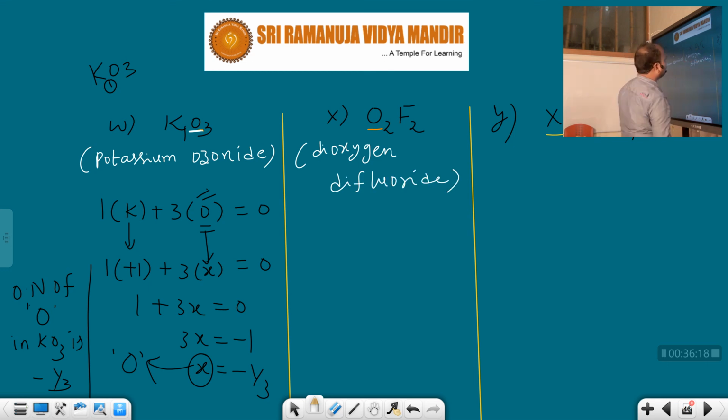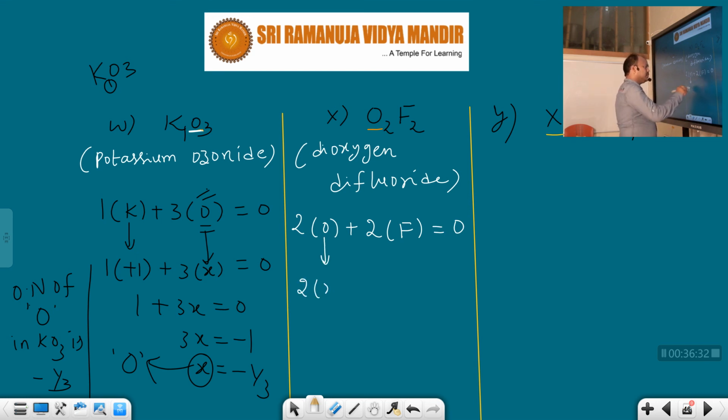Here we have to find the oxidation number of which one? Underline, I put that one, oxygen. So we have to find the oxidation number of oxygen. So how many oxygens are there? 2 oxygens, 2 fluorines is equal to 0. Oxygens we don't know. We have to find the oxidation number of oxygens. Say X. Fluorine always exhibits oxidation number minus 1, is equal to 0.